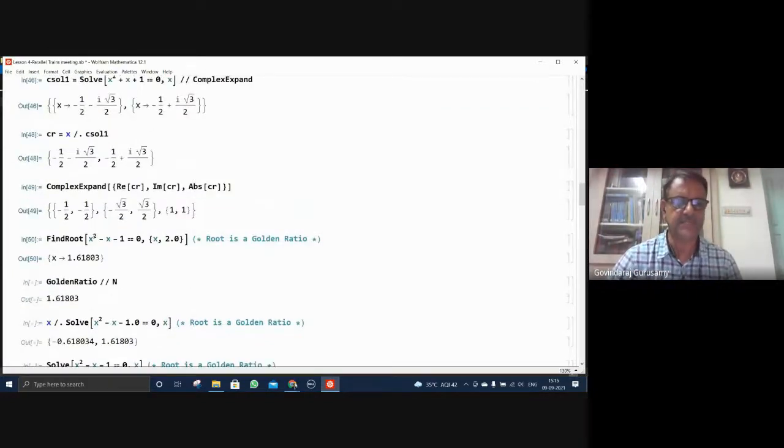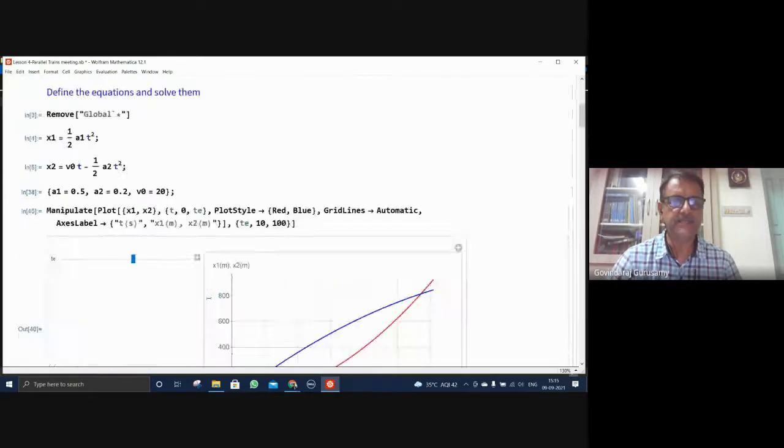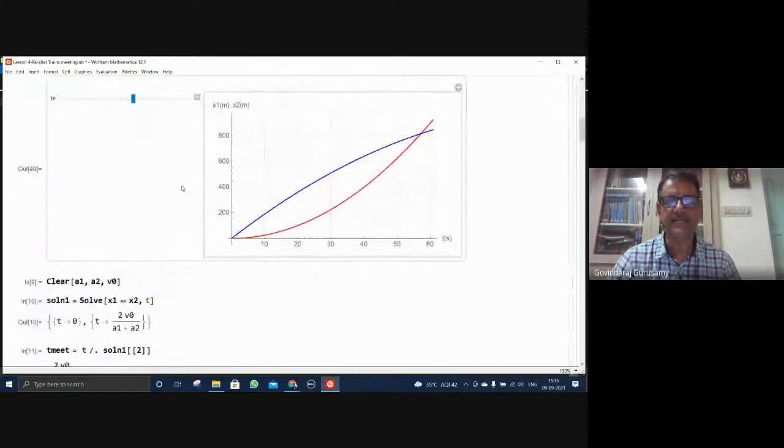So let's come to x square minus x minus 1. I said this is to find the root. One root has been found, and this happens to be the golden ratio. And maybe I should explain what the golden ratio is. Are you able to see the graph now? Is there any golden ratio sheet here?